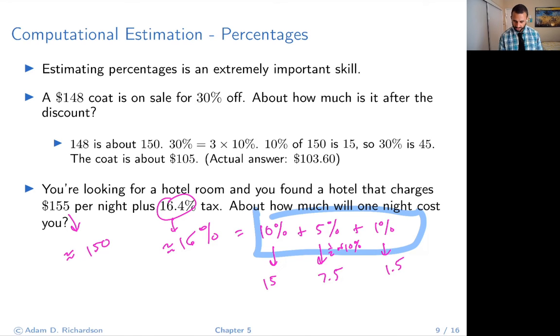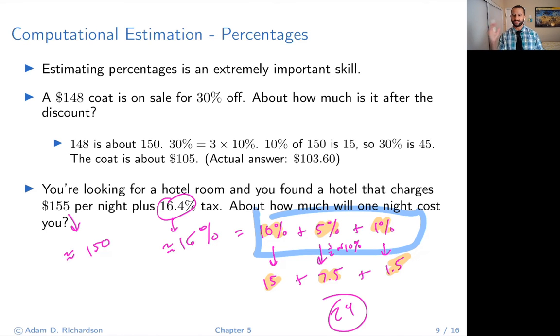Okay, so now we have these critical values. We know how much 10% is, it's 15. We know how much 5% is, it's 7.5. We know how much 1% is, it's 1.5. So if we needed to find 16%, we can just add all that up and we'll be pretty close. Let's see, 15 plus 9 is 24. So it should be approximately $24 in tax.